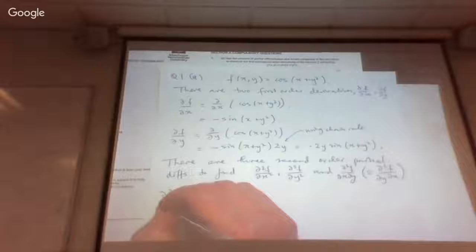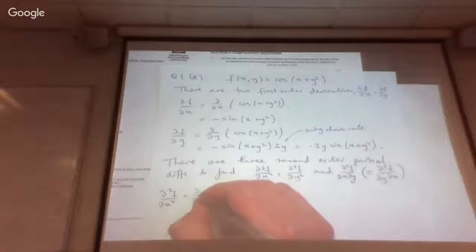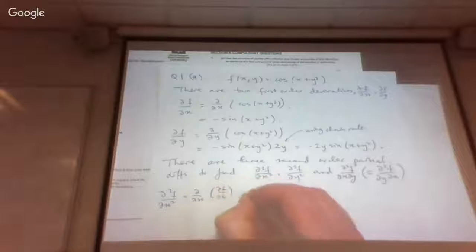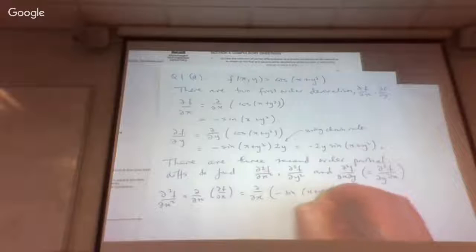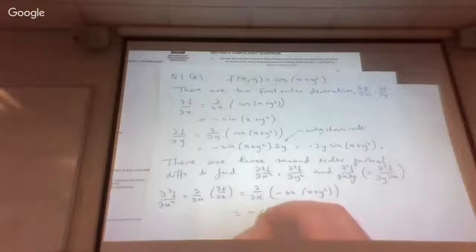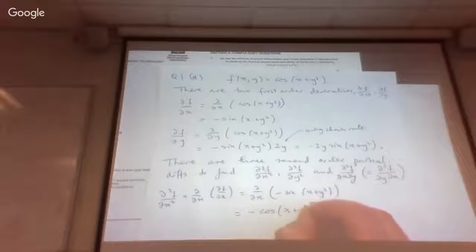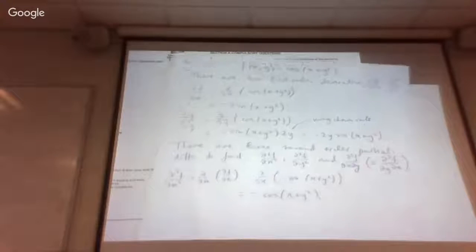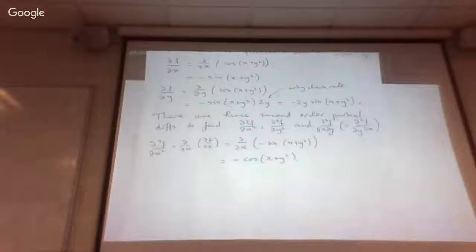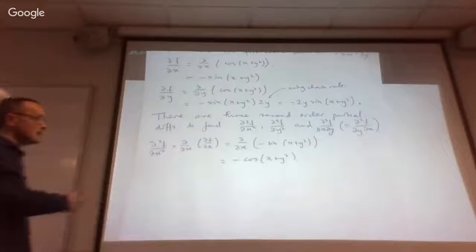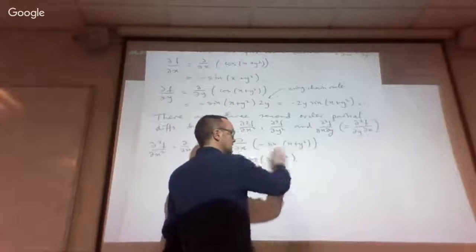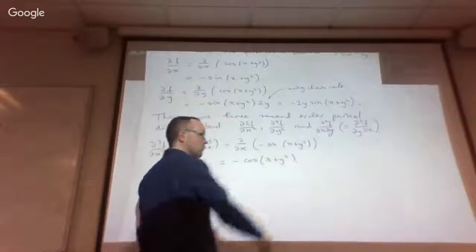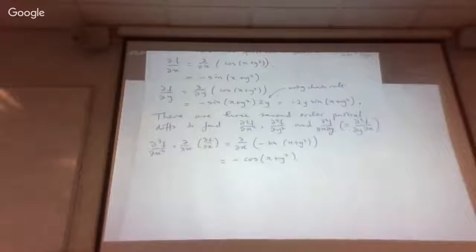So d squared f dx squared is d dx of df dx, which is d dx of minus sine of x plus y squared. So we have that from above. So it's going to be minus the cosine of x plus y squared. Again, differentiating minus sine, its derivative is minus cosine, the same argument. You might look at the chain rule then. You've got to multiply it by the derivative of the inner argument to the sine, but that has derivative 1. So I wouldn't write down the extra factor 1.